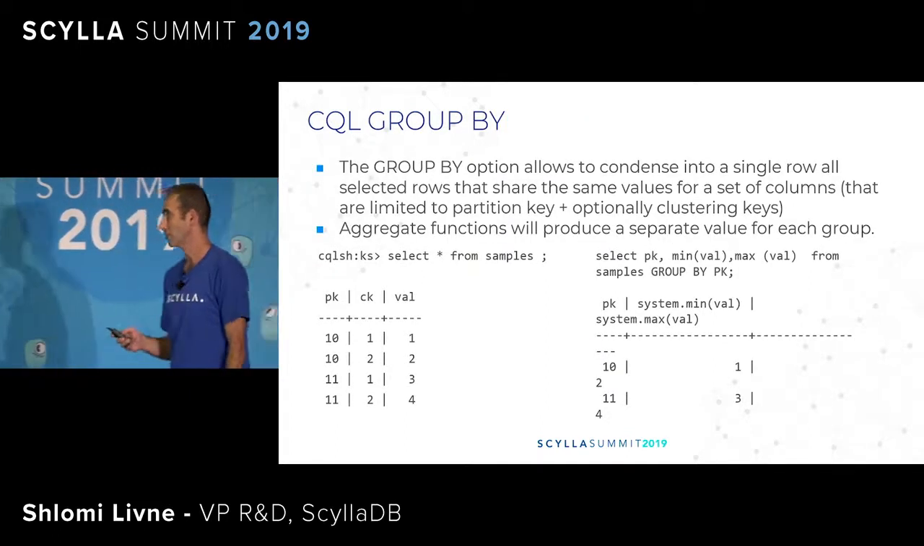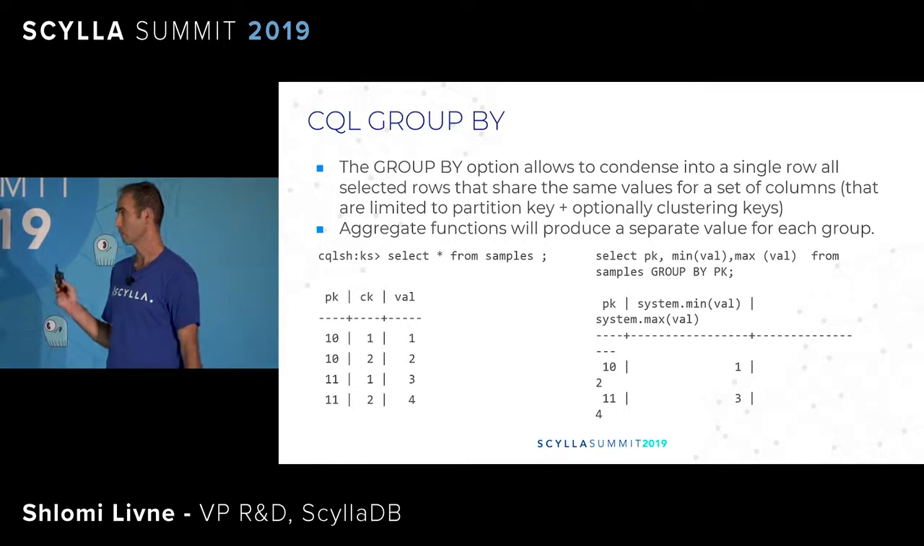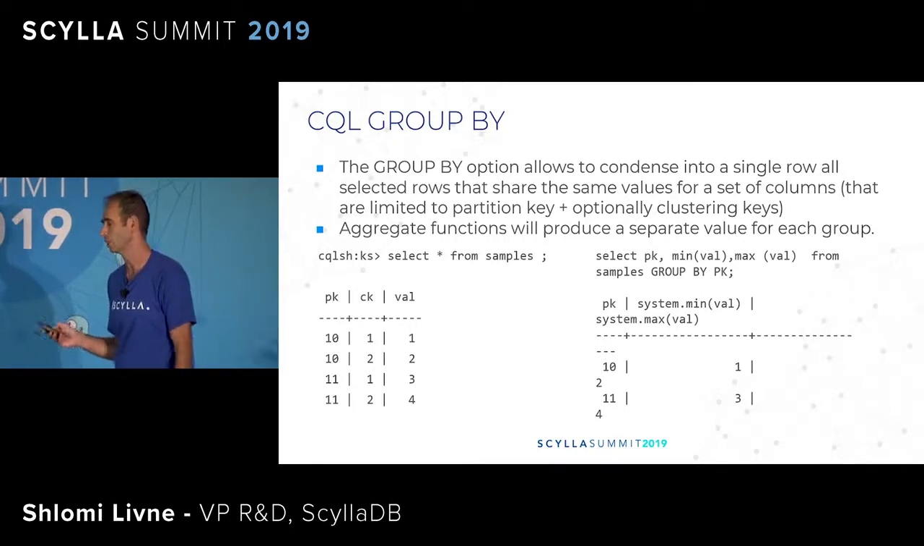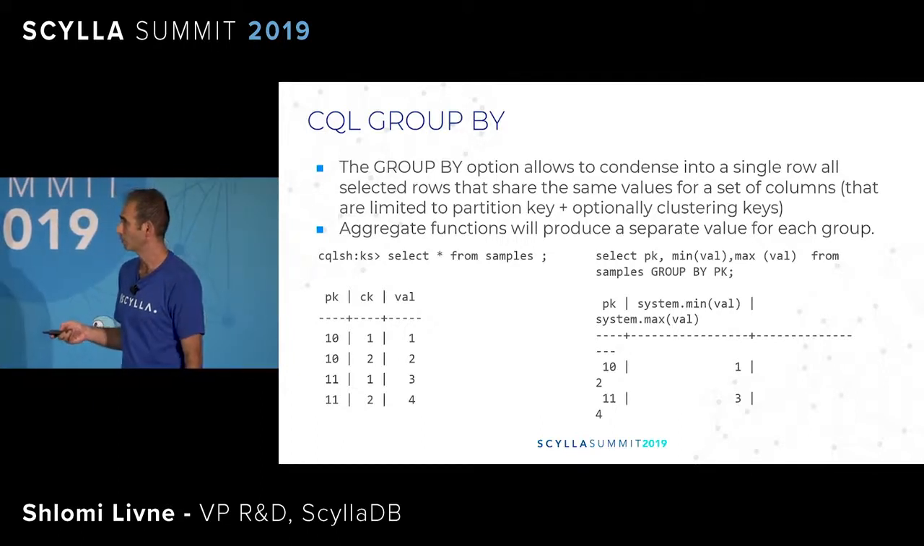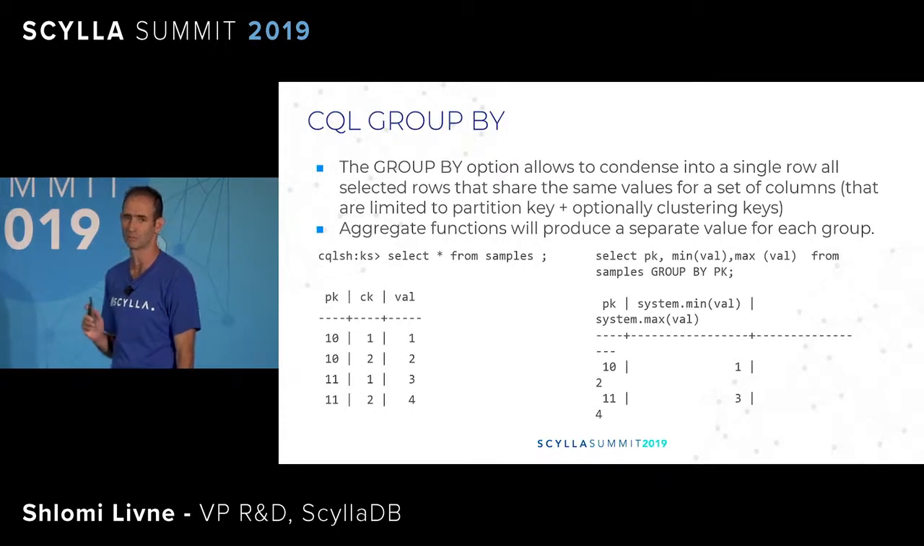CQL GROUP BY, we used this in the first example for getting the information for every partition. And if we look at another example, for each partition key, again, 2 rows with different values, and we're computing the min and max. So if I'm grouping based on the partition key, I'm going to take all those rows and compute the minimum and maximum, and so forth.